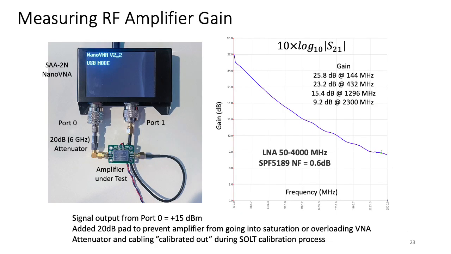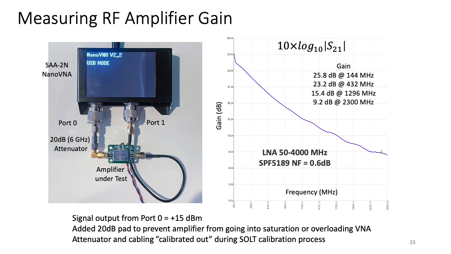Here's another example of a 2-port network, in this case an active one, in which we have an RF amplifier that we'd like to look at its gain performance versus frequency. In order to do this, we have to take into account a couple issues. The first one is that the output of port 0 of the NanoVNA comes out at approximately plus 15 dBm. Now this can be adjusted on a few different variants of the Nano, but in general you're looking at somewhere between plus 5 and plus 15 dBm.